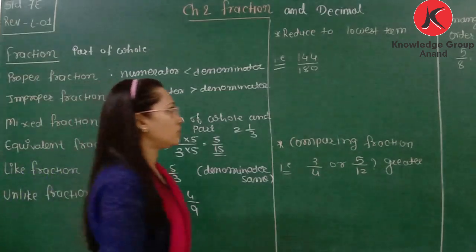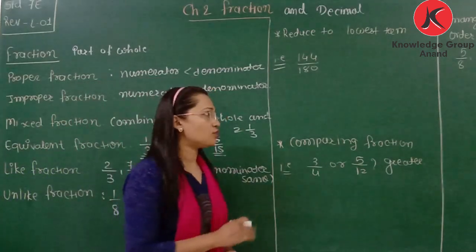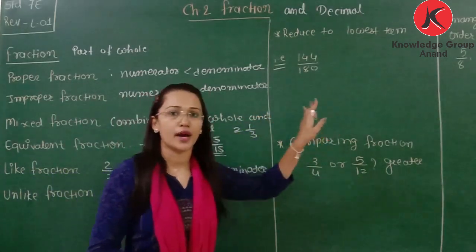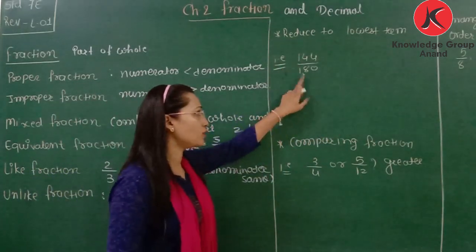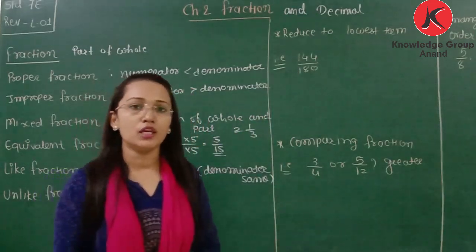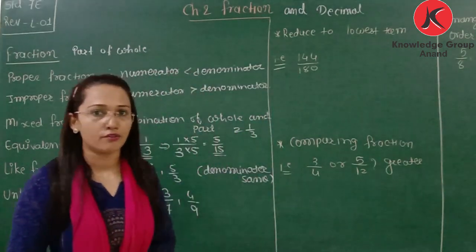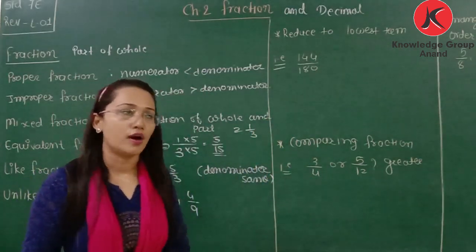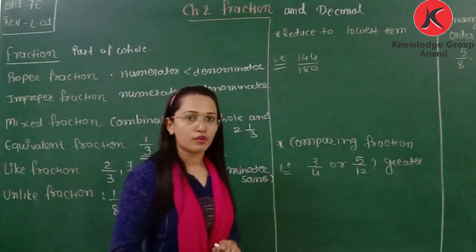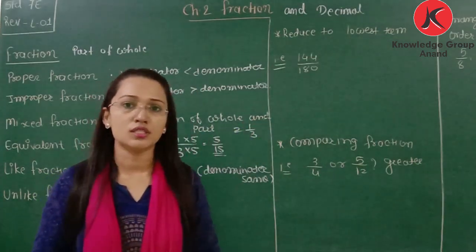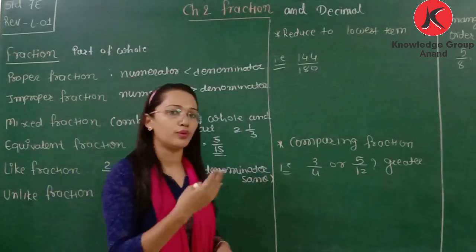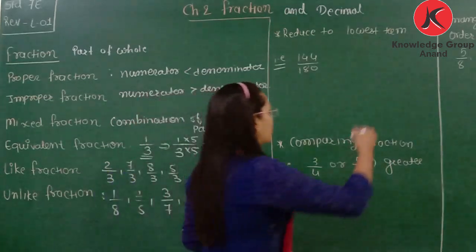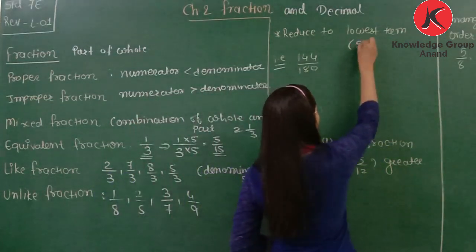After that we learn about reducing to the lowest form. This thing we already covered in the 6th standard. So what is reducing to the lowest form? It means you need to find the HCF of 144 and 180. And if you divide both numbers by the HCF, then you get a fraction in which the only common factor is 1. So this is called the reduced form. Whenever you find a fraction such that the common factor between numerator and denominator is 1, then it is in reduced form. It is also called simplest form.